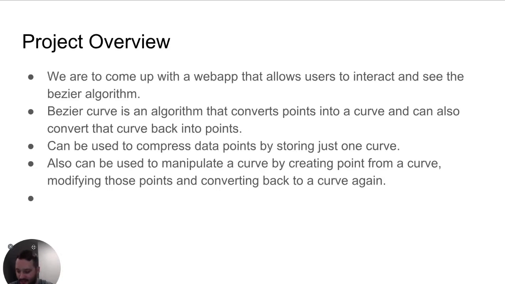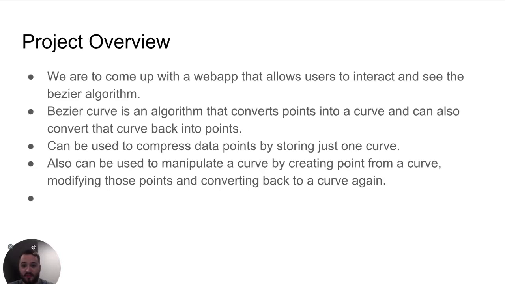Some of the things it can be used for is to compress data points. So if you have a bunch of data points, say stored from stops of an Uber driver or points that a delivery truck does on a route, you can store all those data points of those stops and locations from a map as just one single curve, so it can compress that data significantly.